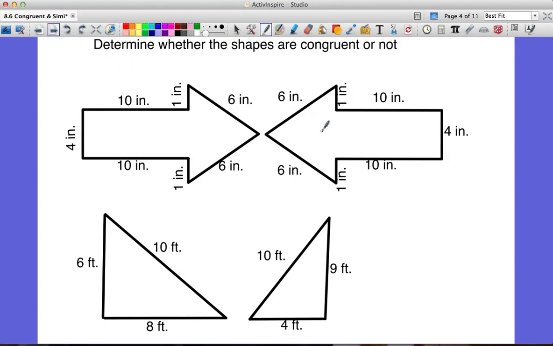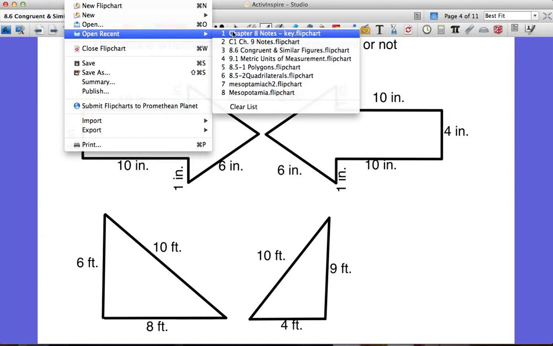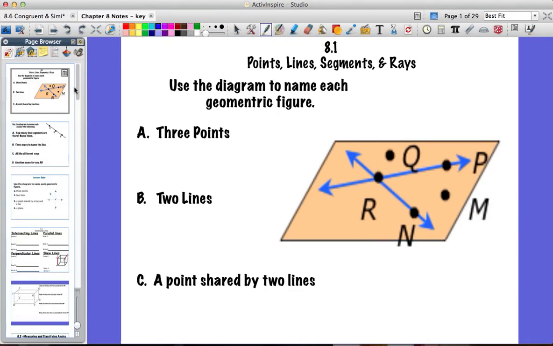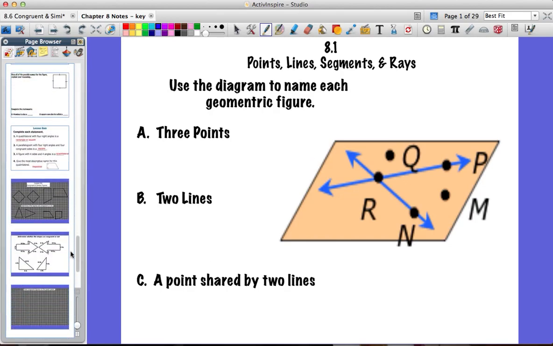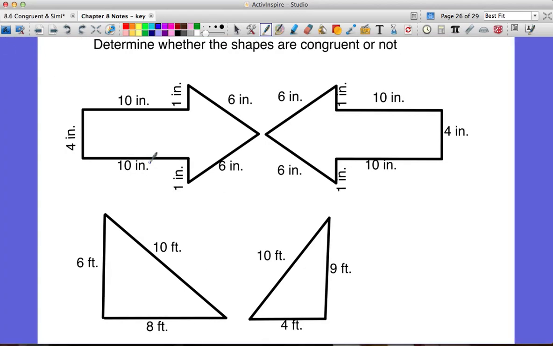Alright, so moving right along, I know you have this in your notes, so what I want you to do is go into your notes, and I'll actually pull those up for you here. And I want you to determine if each of these shapes is congruent or not. I want you to post this answer on Edmodo, right? So you have to tell me.